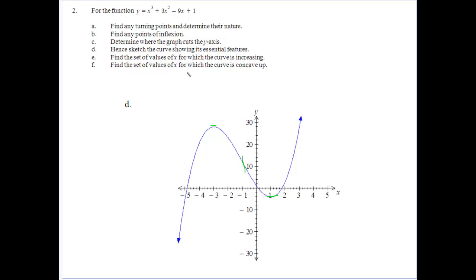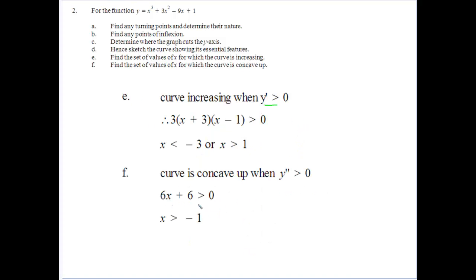And then find the values of x for which the curve is concave up. We know it's concave up from minus 1 onwards, so it's pretty easy to read off our graph. Analytically, we can solve it with the algebra, but we can do it with our graph as well. So we don't really need this part, but that's fine if you want to solve it analytically or geometrically by just reading it off the graph.